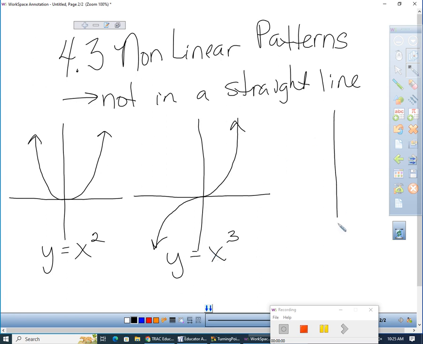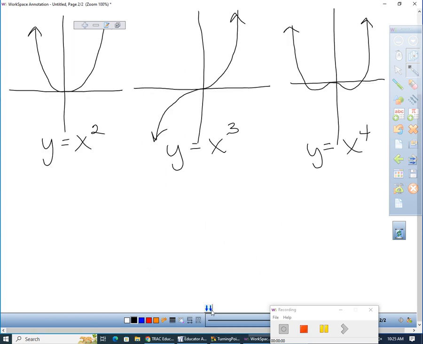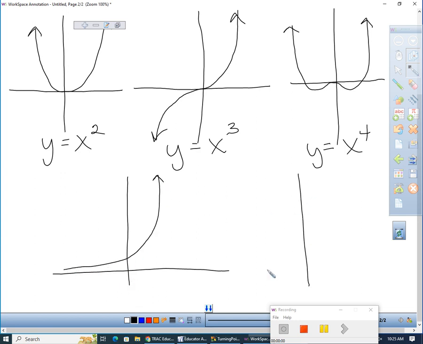Another possibility is a graph that comes down and makes a W. This is y equals x to the fourth power. Is there a fifth? Oh yeah, but we're not doing fifth today. The other possibility that could happen is that we could have what we call an exponential function that grows really quickly, or an exponential function that decays really quickly and curves. Those are our two possibilities.